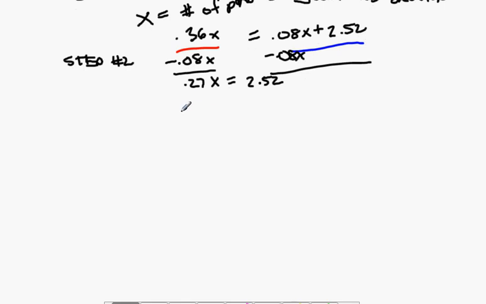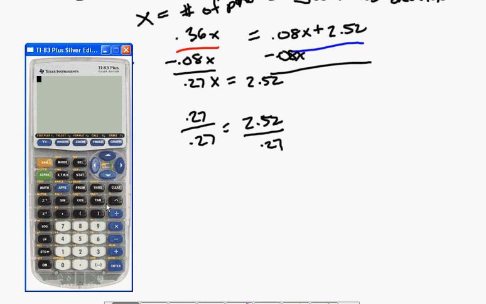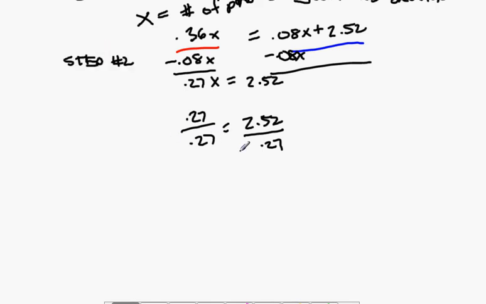And now what we'll do is divide both sides of the equation by 0.27. This is where you take your handy dandy little calculator and make that calculation. So I'm going to go ahead now and go 2.52 divided by 0.27, and I wind up getting 9.333, which is approximately 9 1/3.